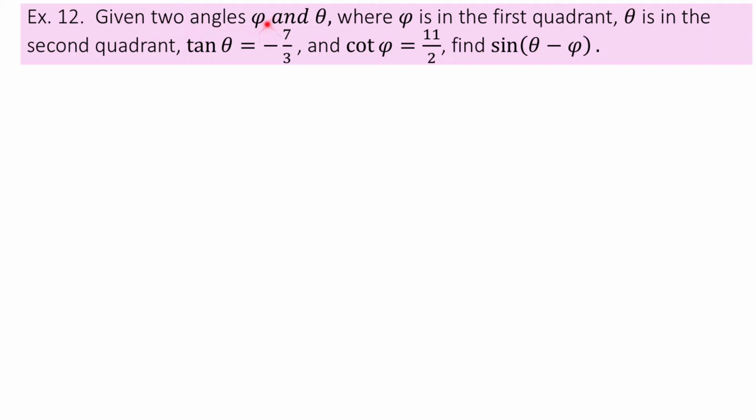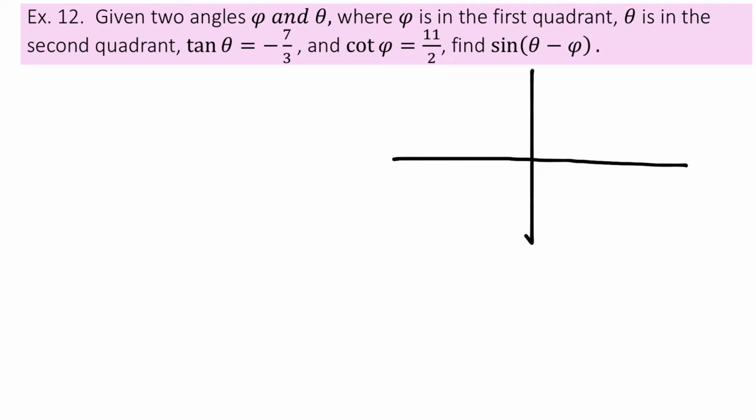All right, so another type of problem here. Given two angles, phi and theta, where phi is in the first quadrant, theta is in the second quadrant. Also, the tangent of theta is negative 7 over 3, and the cotangent of phi is 11 over 2. Find the sine of theta minus phi. So let's break down the information. We need to draw a diagram to help us with these kinds of problems.